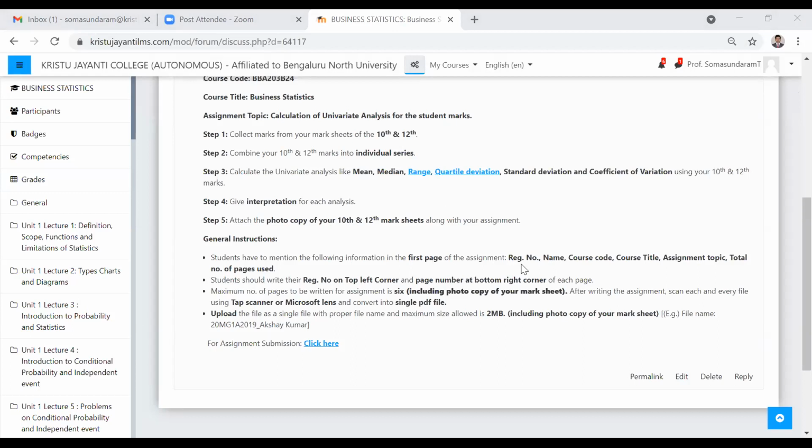See, on the first page you write the register number, course code, course title, total number of pages, and the page number in the top left corner and the bottom right corner. Maximum pages is 6, including your photocopy of the mark sheet. Then please upload the file, and your file name should be your register number underscore your name. After reading this procedure, see there is a word called 'click here' in blue color. You click this.